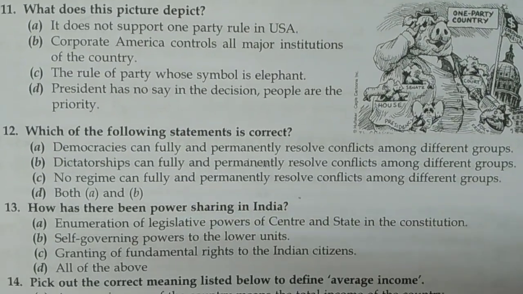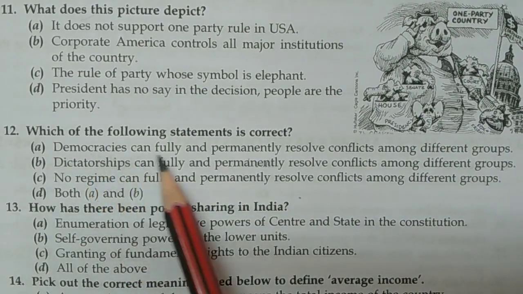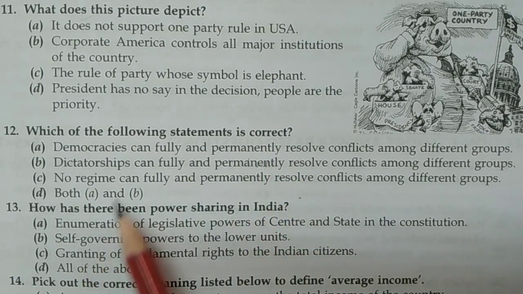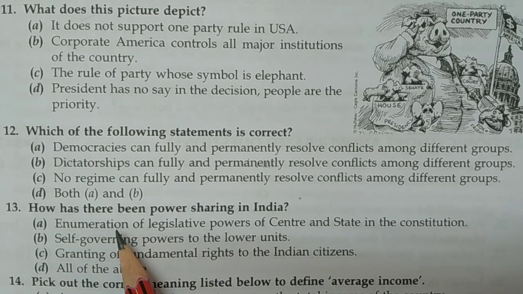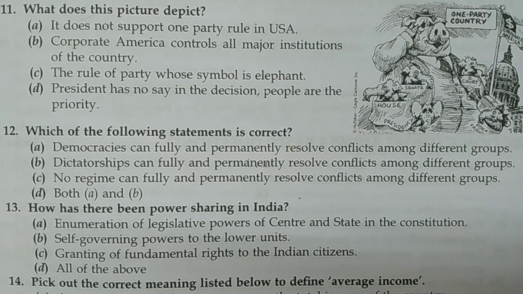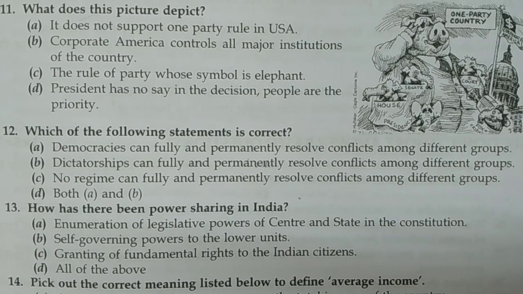Now next, question number 12, which of the following statements is correct? So you can see all these options and you can find your exact answer. Question number 13, how has there been power sharing in India? You have these 4 options, you can find the exact answer. Now question number 14, pick out the correct meaning listed below to define average income. So you have 4 options.